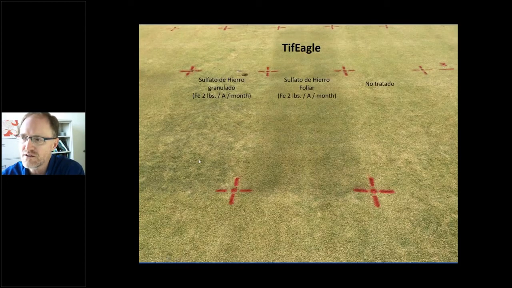Here's one on a putting green. This is Tifeagle in South Florida, where we see the same amount of iron applied as a granular and the same amount of iron applied as a foliar. So you see the response that you're looking for here, and this is no iron. You're looking for the response here, but when you spread it out as a granular, you see this mottling, and it's a result of the oxidation of that iron on the leaf surface.